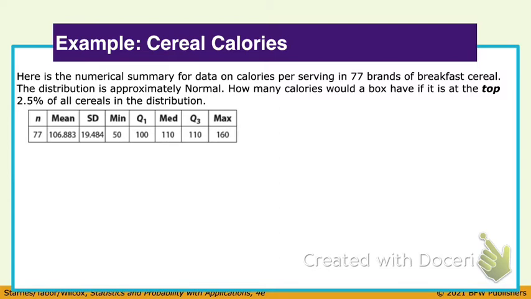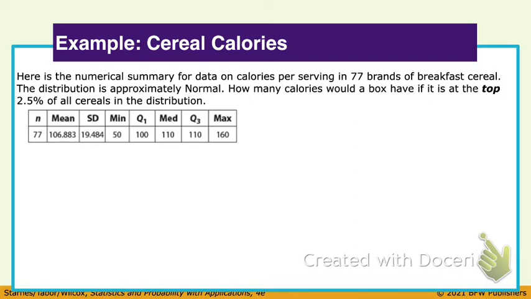All right, so let's talk about cereal. Here is the numerical summary of data on calories per serving in 77 brands of breakfast cereal. The distribution is approximately normal. How many calories would a box have if it is at the top 2.5% of all cereals in the distribution? Well, how are we supposed to do that if it's at the top? Well, we'll start at the top.